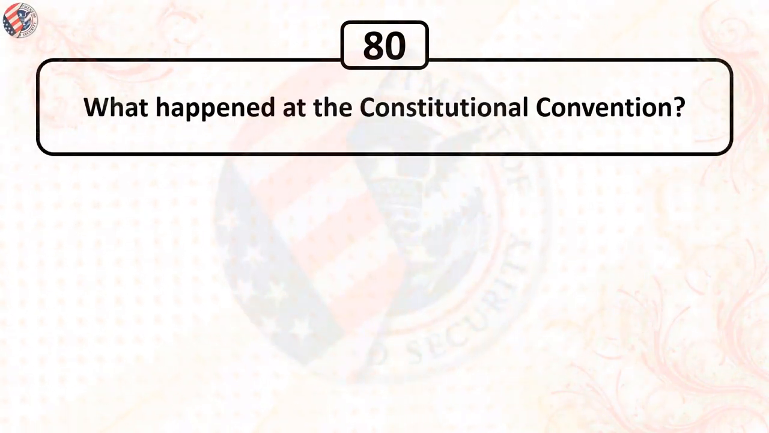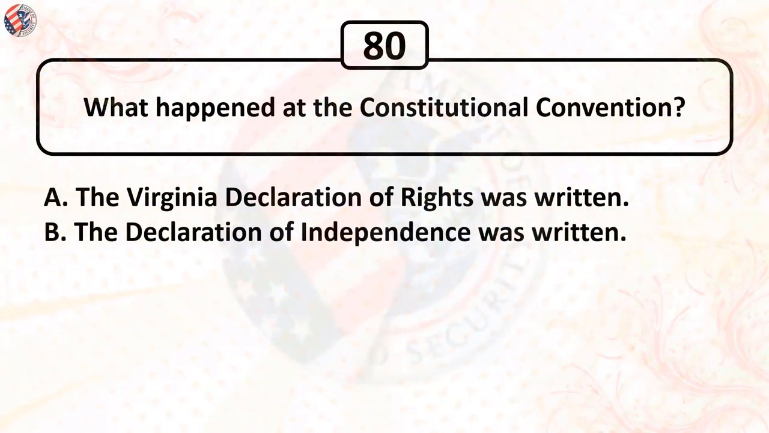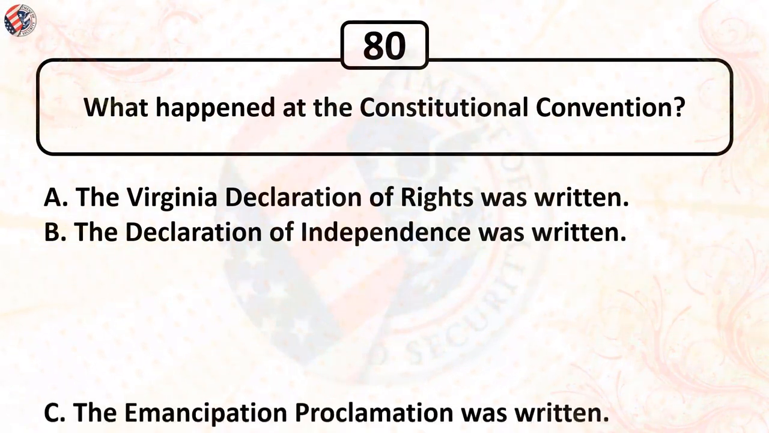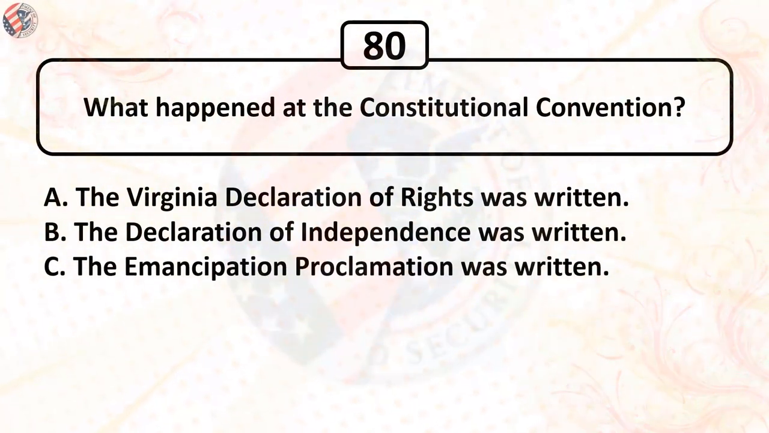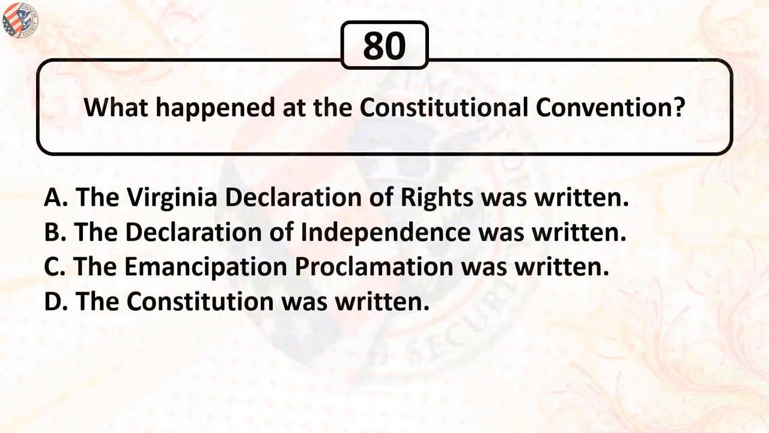What happened at the Constitutional Convention? A. The Virginia Declaration of Rights was written. B. The Declaration of Independence was written. C. The Emancipation Proclamation was written. D. The Constitution was written.